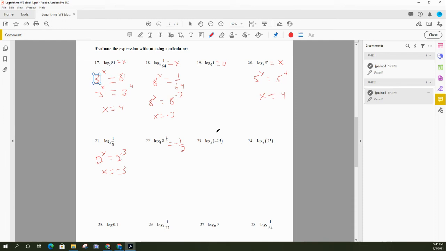All right, 23 is kind of a trick here. It's no solution. You can't evaluate, does not exist. Because no matter what, 5 to nothing equals negative 25. You can't change the signs. So that's just that it does not exist. All right, 0.25, another way to write that's 1/4. So that's saying 4 to the x equals 1/4, which we just write as 4 to the negative first. So x is just negative 1.